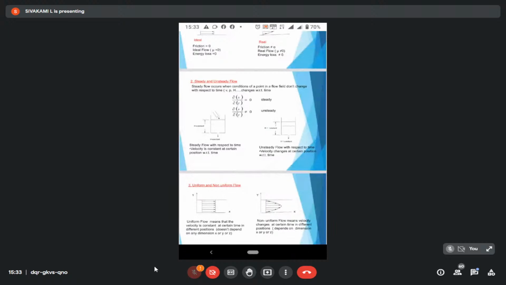Now, the second one is steady and unsteady flow. Steady flow occurs when conditions at a point in the flow field don't change with respect to time. So if dou v by dou t equals 0, it is called a steady flow. If it is not equal to 0, it is called unsteady flow. For a steady flow, the velocity is constant at a certain position with respect to time. For unsteady flow, the velocity changes at a certain position with respect to time.